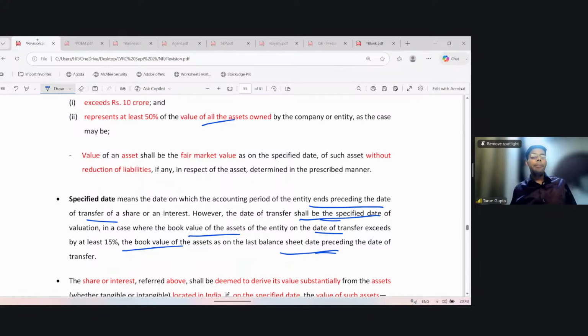So if the balance sheet has increased by more than 15% between the balance sheet date and the date of transfer, then the specified date shall always be the date of transfer. However, if there is no such major difference in the valuation, then the assessee has an option to take the specified date as the last balance sheet date.